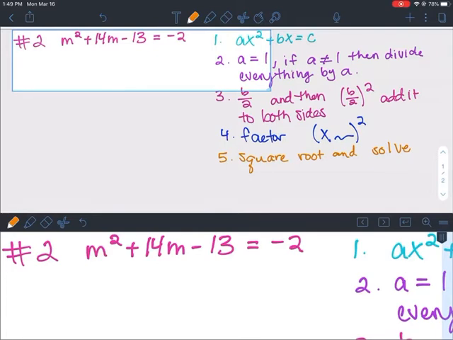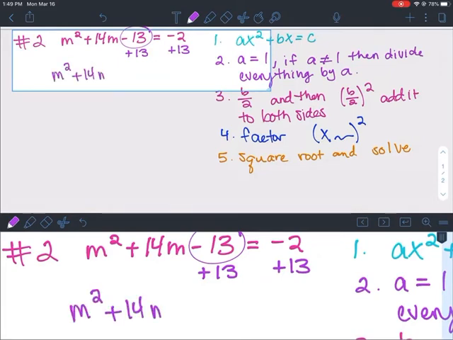So I'm going to leave those guys over there. Looking at this right now, I need to identify if all my c values are over on the right side. So are all my constant terms on the right side of the equation? Just by looking at this one, I still have this -13 here. So I need to move that to the other side. So I'm going to add that, and then we would end up with m squared plus 14m. We know we're going to end up adding something else. And then -2 plus 13 is 11. So that takes care of step number 1.